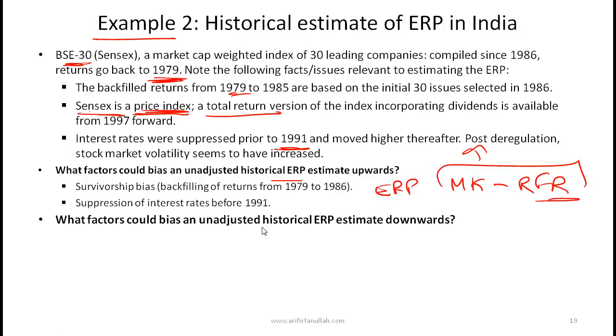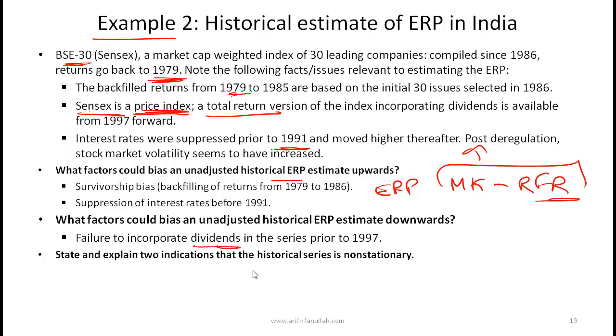What factors would bias an unadjusted ERP downwards? Any ideas? Yeah, very good. Failure to incorporate the dividends would bias it downwards. We would address that problem by using a total return version, which only came into effect after 1997.